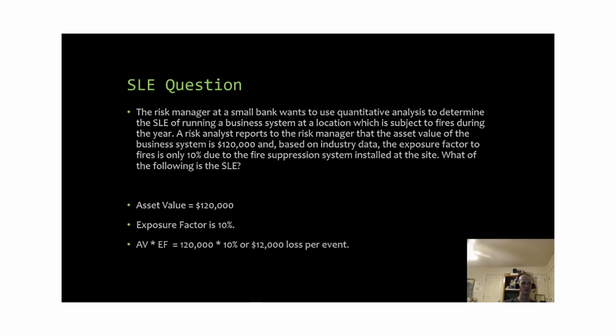So we're going to take those two, AV times the EF, so 120 times 10%, or $12,000. So our SLE is 12 grand. It would be 120 grand if there was no fire suppression system. If the exposure factor was 100%, it'd be 120 grand lost. But we're only losing 10% of that, so we're only losing 12,000.